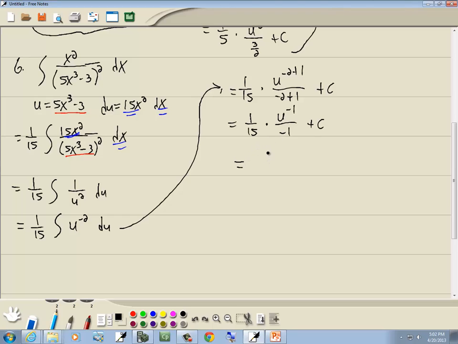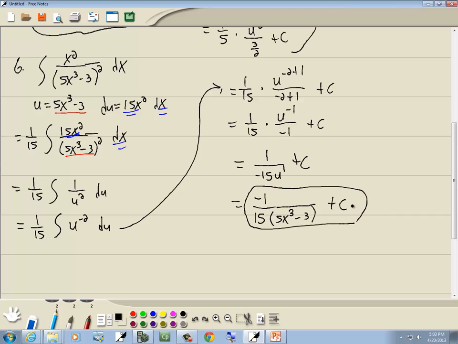Now I'll merge this into a single fraction. So I got a negative downstairs, I got negative 15, and I'll take the u to the negative 1 power down to the denominator, becomes u to the positive 1, plus c. Now this negative I could put up on top if I want, so I got negative 1 over 15 times u, and u we said was 5x to the third minus 3. So 5x to the third minus 3, and then plus c. And that's our answer.